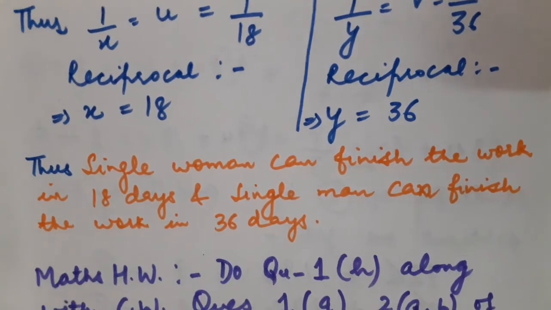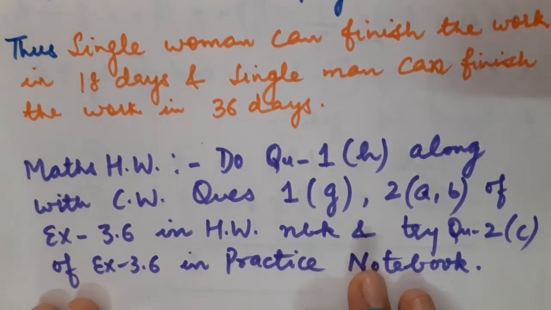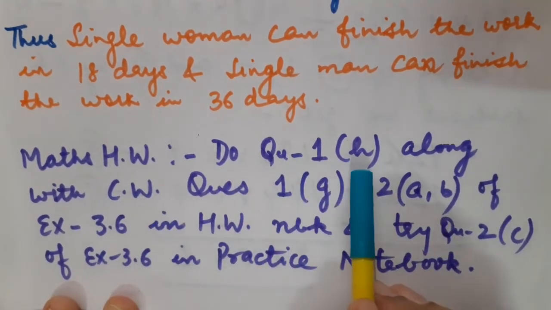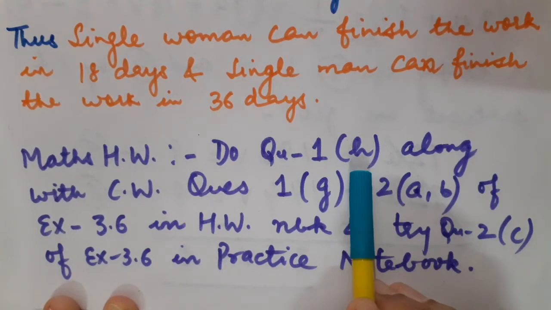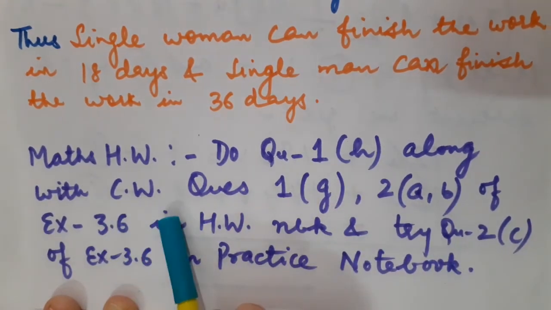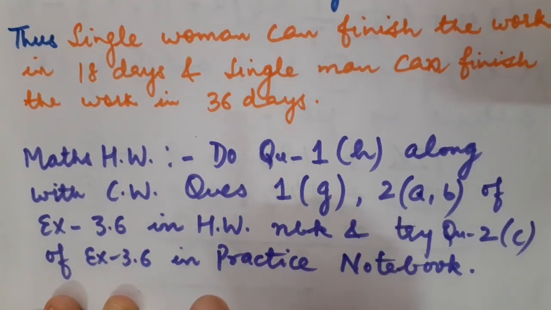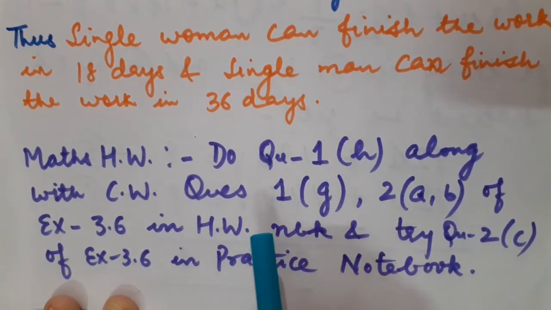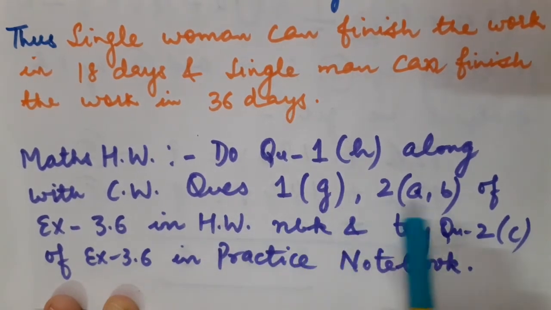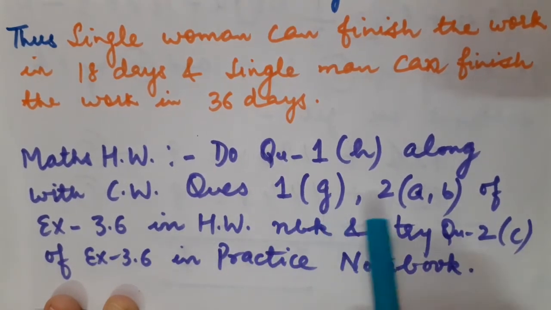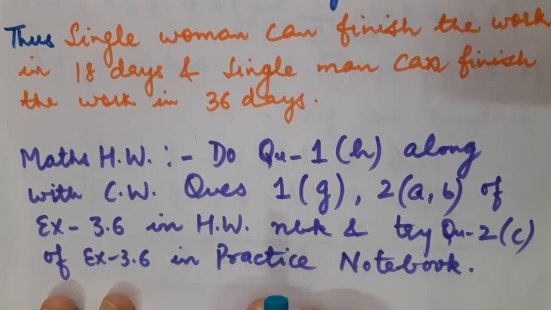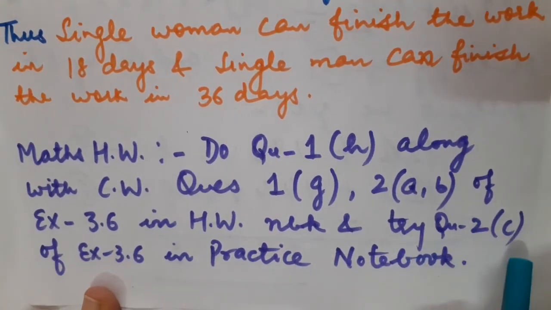Understood, children? That's it for the day. Children, you please note down your mathematics homework. What you have to do, beta? Maths homework. Do question number 1. Only one part is left, that is part number H, along with the classwork questions. In classwork, I have covered 2 statement sums along with one normal question in which a pair of equations was given which you are going to reduce to linear equations. Fine. Question number 1, G part. These are classwork questions, children. Question number 1, G part. Second, A and B of exercise 3.6 in homework notebook. Fine. Now from this exercise, only question number 2, C part is left to attempt.